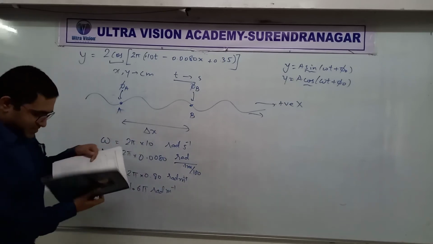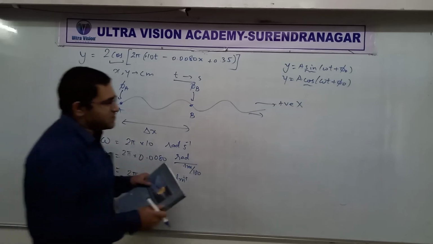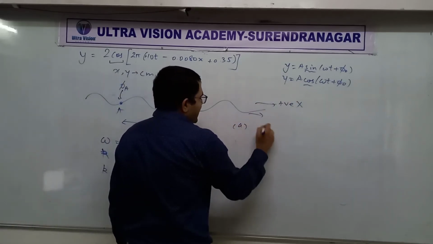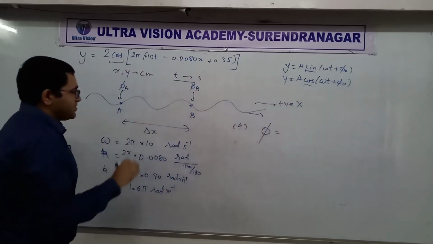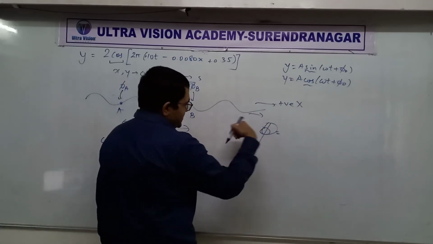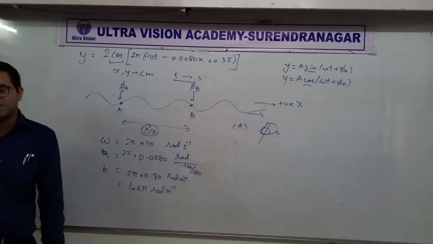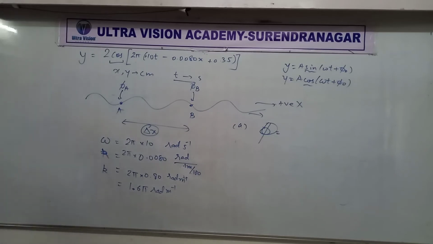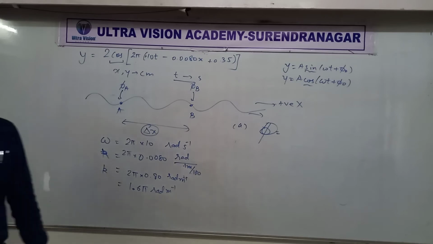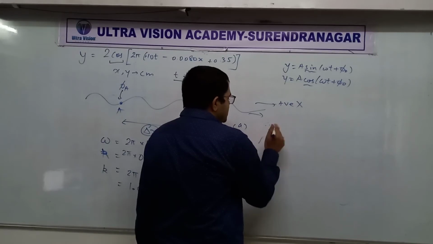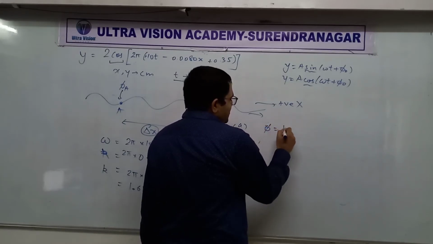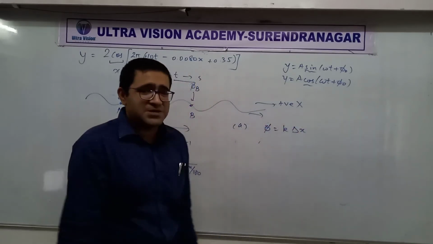Okay, now we have this. Now what do we do? Find phase difference. Phi is to be found. Phase difference. Do you remember the relation between this and this? Yes or no? Phase difference and distance between points. Can you write down the relation here in the chat box, everyone? Phi and delta x, or phi and distance. What's the relation? Yes. K delta x. Phi is equal to K delta x.